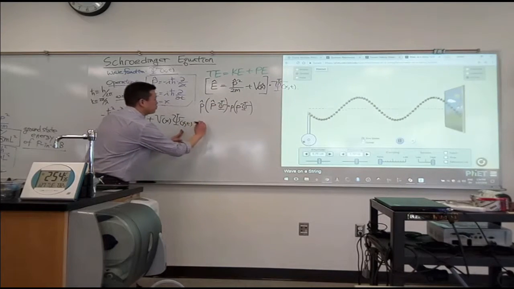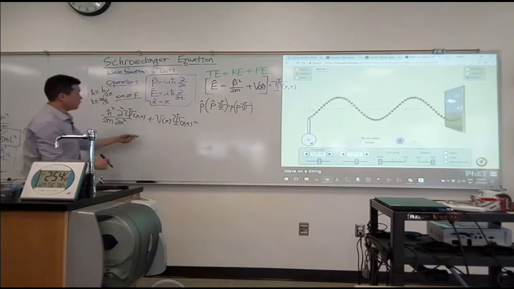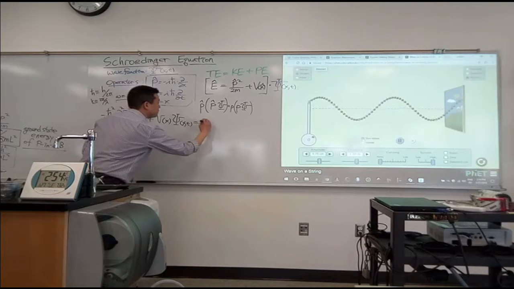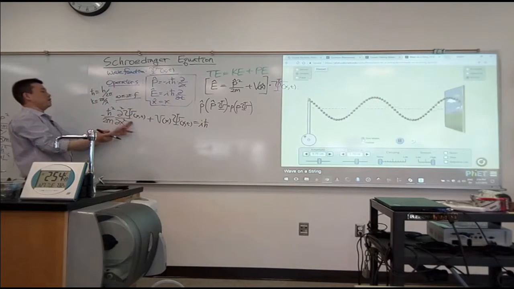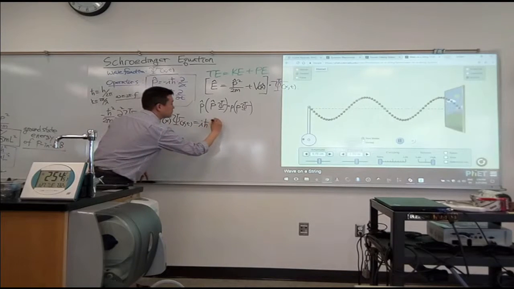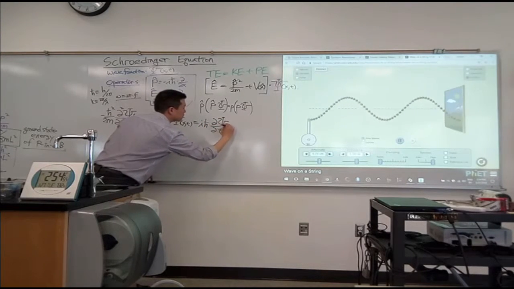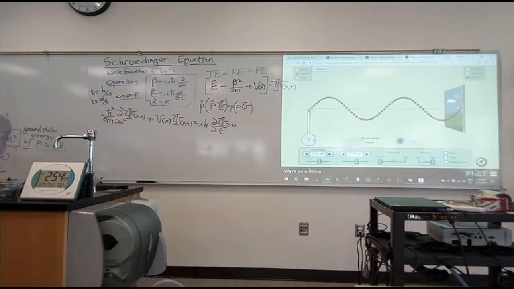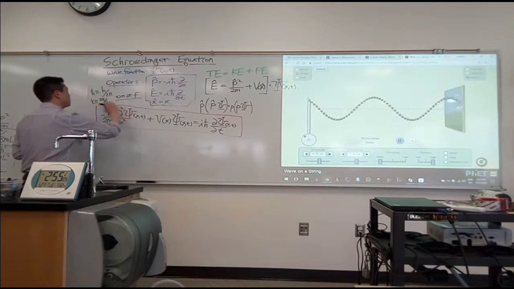That's equal to the energy operator acting on the wave function, or this: i h bar times the time derivative of the wave function. So this is what your textbook will call the time-dependent Schrodinger equation.